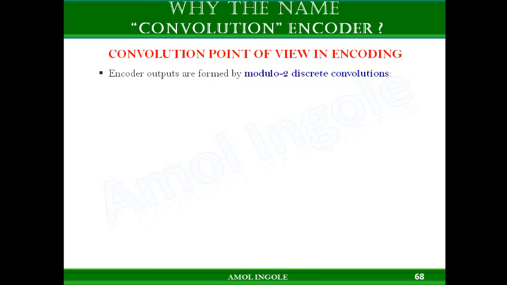The encoder outputs of the convolution encoder are formed by modulo 2 discrete convolution. This is the reason why that name is given as convolution encoder. It is because the outputs of the encoder are formed by modulo 2 discrete convolutions.